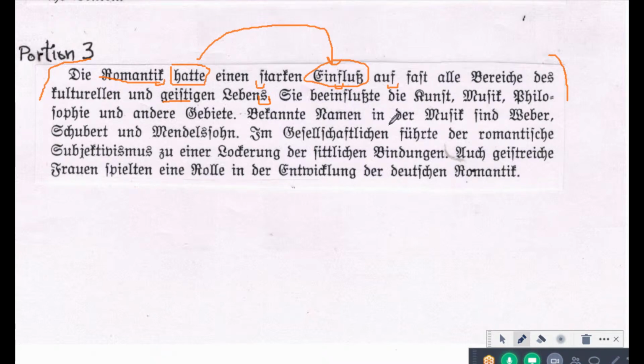Going on. Sie beeinflusste die Kunst, Musik, Philosophie und andere Gebiete. Everybody? Sie beeinflusste die Kunst, Musik, Philosophie und andere Gebiete. Good. What is the antecedent for Sie? I think it goes back to Romantik. Good. It goes back to Romantik, yeah. So always identifying the antecedent is important. So it influenced, and again, related to this word Einfluss, beeinflusste.